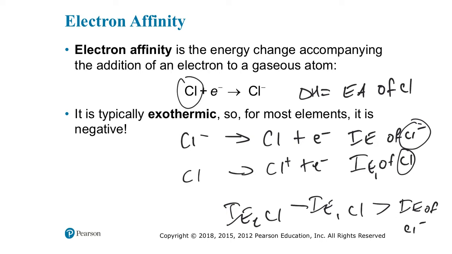It's the same reason why the IE2, the second ionization energy of an element, is always going to be bigger than the first. So it's going to take more energy to remove that second electron, so it's going to take even less energy to remove the extra anion electron to go back to neutral chlorine.